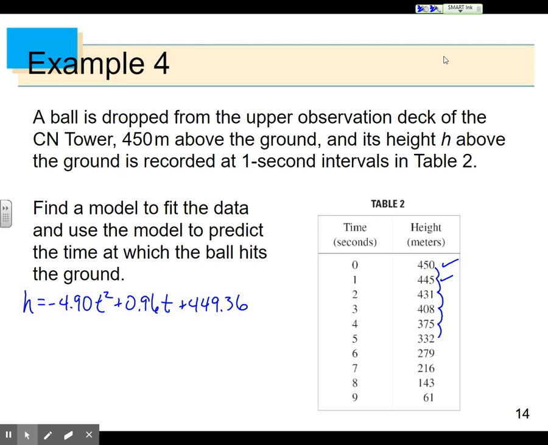And that is the model that will fit my data. So a great question on this would be, when is the ball going to hit the ground? When's the height going to be 0? Sometime after 9 seconds. And if I'm wondering when the height is going to equal 0, I can just plug in 0 for the height.